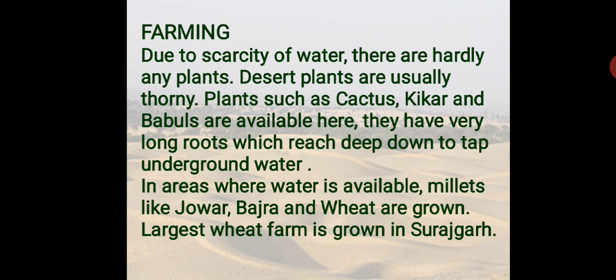Due to scarcity of water that I told you earlier, there are hardly any plants available in the desert region. Desert plants are usually thorny. What is the special feature of the desert plants? Desert plants are usually thorny. Plants such as cactus, kikar, and babool are available here. So, remember the names of the plants available here.